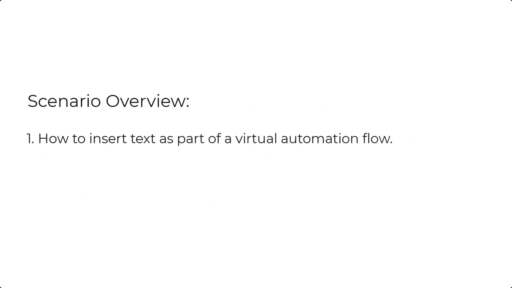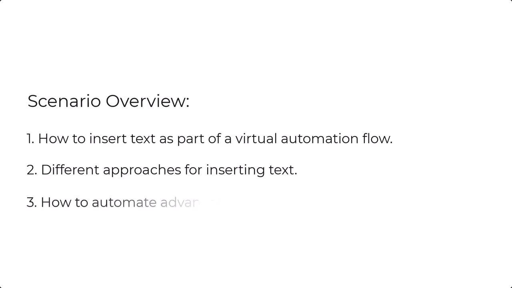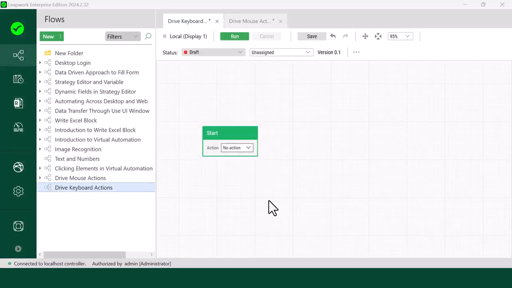Here's the scenario overview. At first, we will learn how to insert text as part of a virtual automation flow. Then, we will work with the different approaches for inserting text, and after this, we will learn how to automate advanced keyboard operations. Let's proceed. And yeah, Start block is all set to help us create the automation flow. We'll start with the Type Text block first. Let's connect it with Start block.